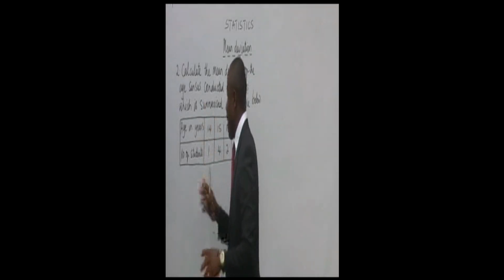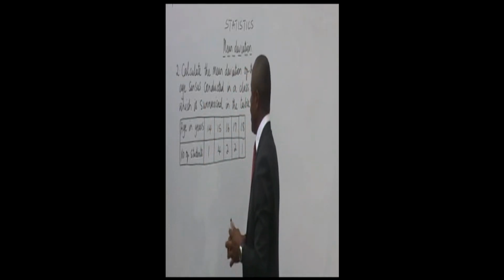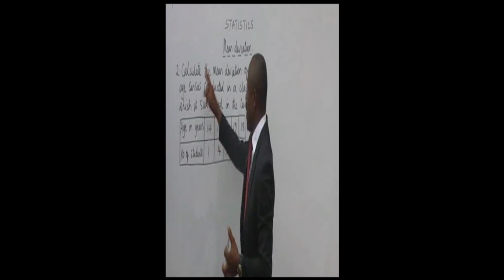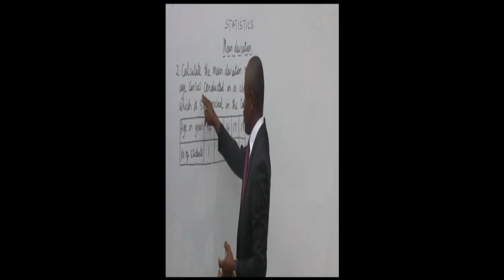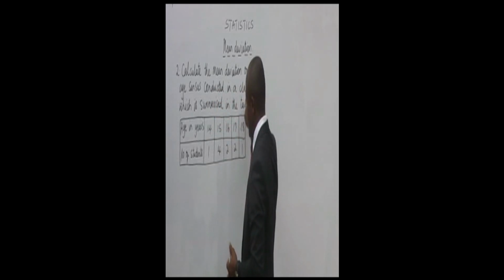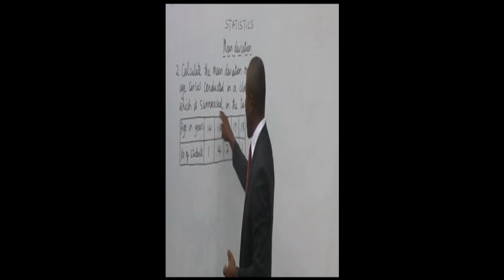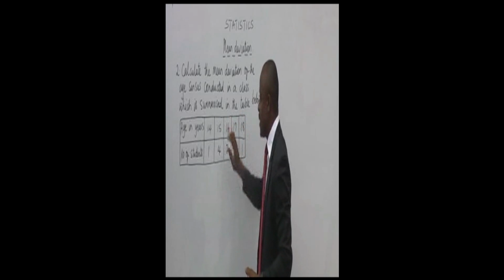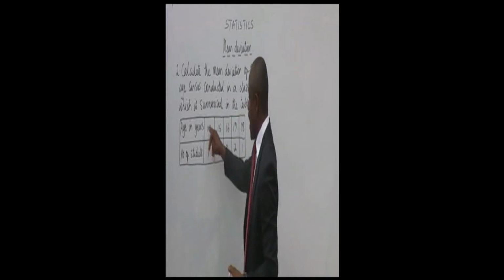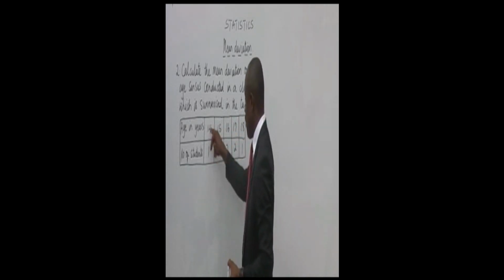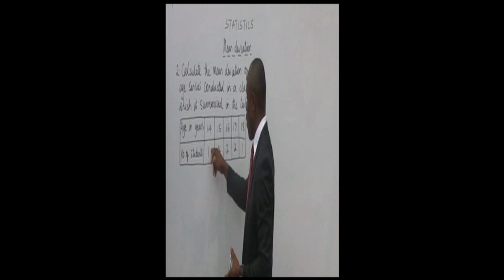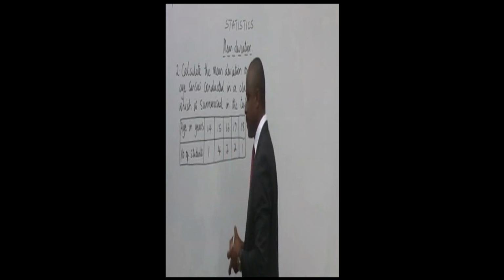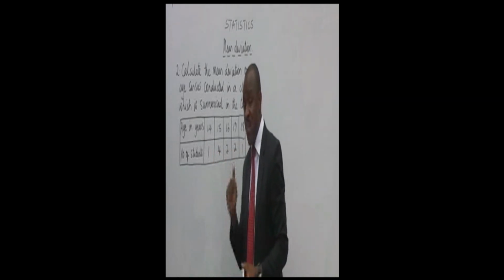This is question number 2. And this question says we should calculate the mean deviation of the age census conducted in a class, which is summarized in the table below, in this table. These are the ages: 14 years, 15, 16, 17, 18 years. And the frequencies are 1, 4, 2, 2, 1. We are asked to calculate the mean deviation.